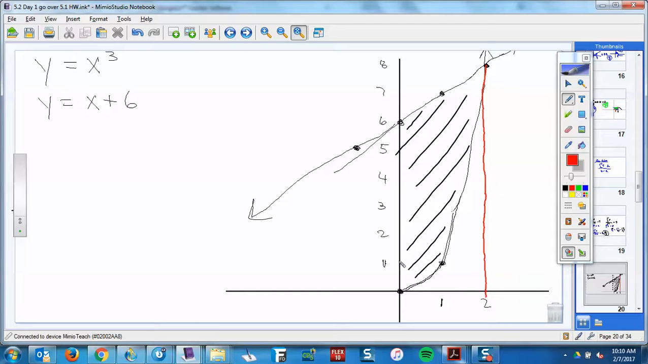I'll give you a hint. Don't we know how to find this red area? At least, couldn't we set up an integral for that red area? Yeah. What would it be? Integral 0 to 2.